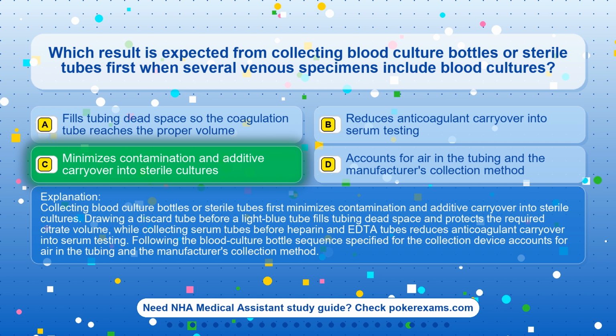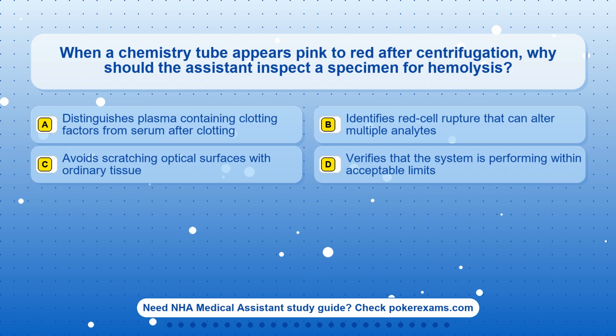Following the blood-culture bottle sequence specified for the collection device accounts for air in the tubing and the manufacturer's collection method. Question 21. When a chemistry tube appears pink to red after centrifugation, why should the assistant inspect a specimen for hemolysis? Option A. Distinguishes plasma containing clotting factors from serum after clotting.